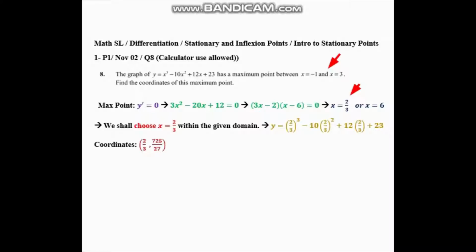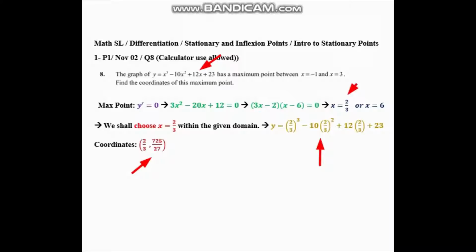So in order to find the y coordinate of this point, bear in mind that you're not only asked to find the x coordinate, you are asked to find the coordinates, so both coordinates. In order to find the y coordinate of the maximum point, we shall simply plug 2 over 3 into this equation right there. Of course, if you have to do this manually, you would probably take 10 minutes of work. So thankfully, this is a paper where the calculator use was allowed. So you simply plug in 2 over 3 into this equation, and you obtain the y value of 725 over 27.